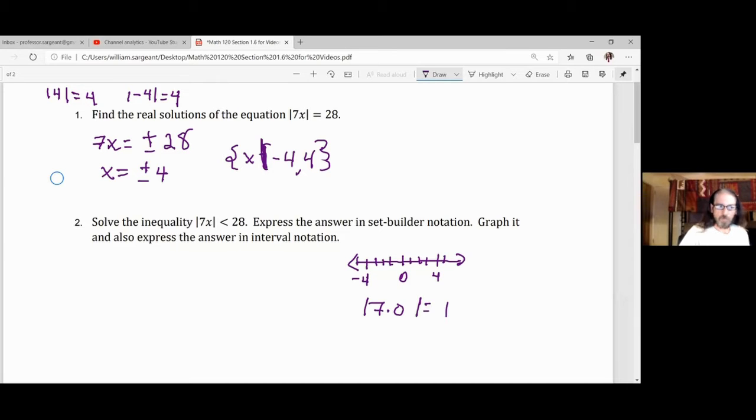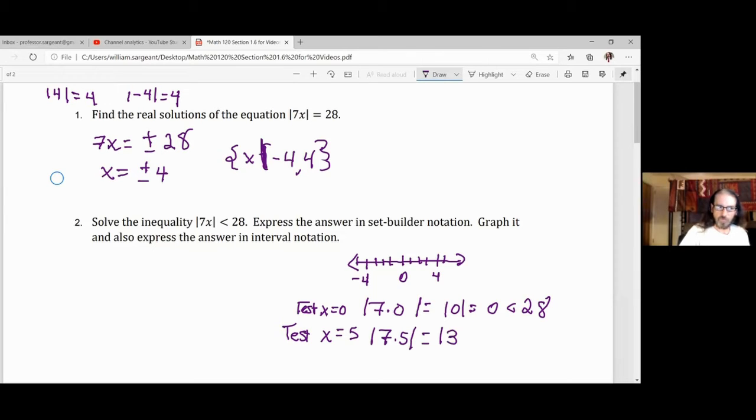If we pick 0 in between, 7 times 0 is 0. Its absolute value is still 0, and that is less than 28. So x equals 0 is one of the solutions, and if we pick anything in between negative 4 and positive 4, those will also check out. They'll make the inequality true. That would mean anything between negative 4 and positive 4 is a solution.